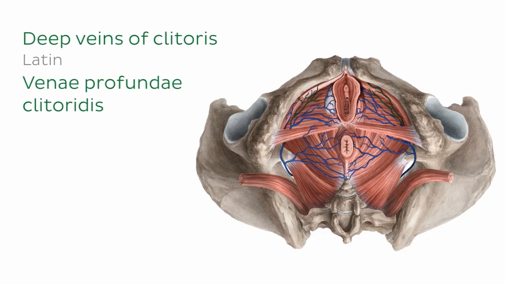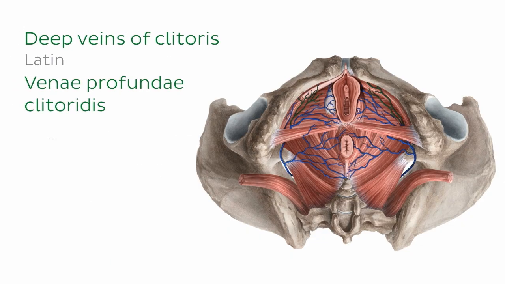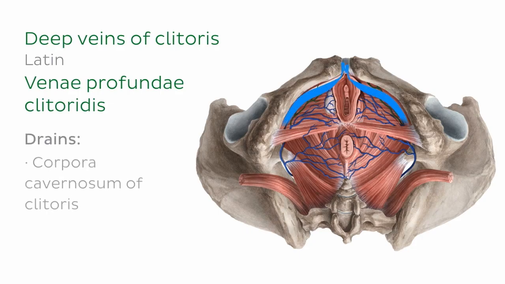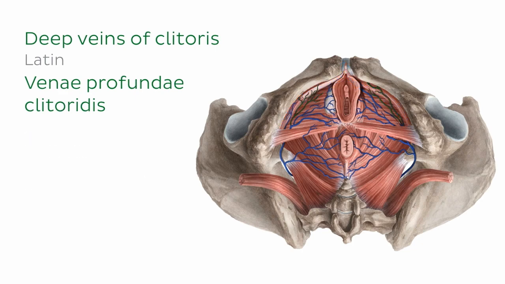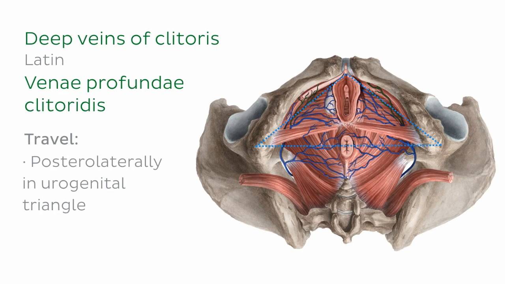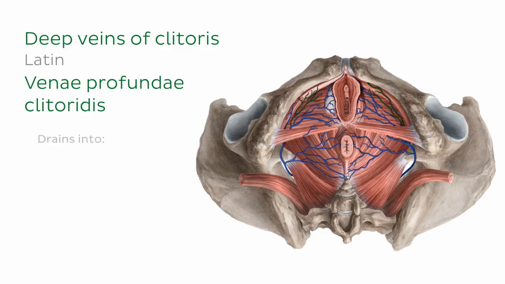So the deep veins of the clitoris usually have 2 veins, one on either side, and they drain the corpora cavernosa of the clitoris. And as we mentioned before, the 2 corpora cavernosa form the crura or the hood of the clitoris. The deep veins of the clitoris travel posterolaterally in the urogenital triangle, and these drain into the internal pudendal vein.